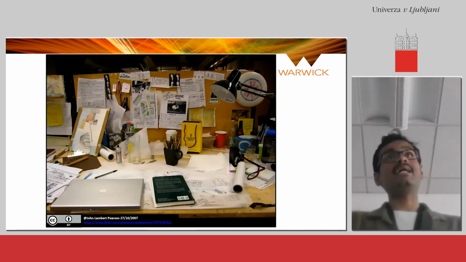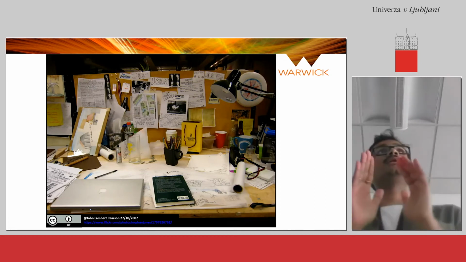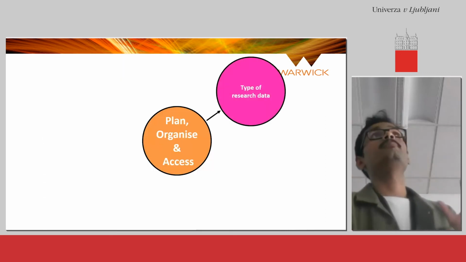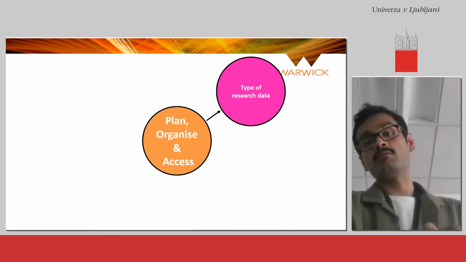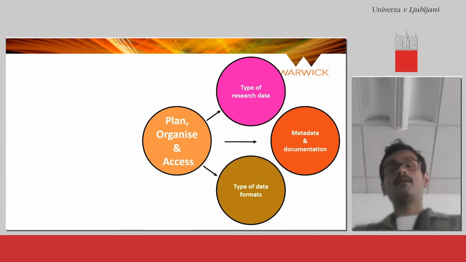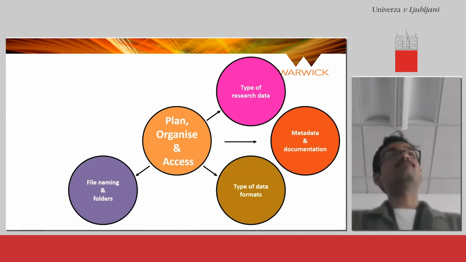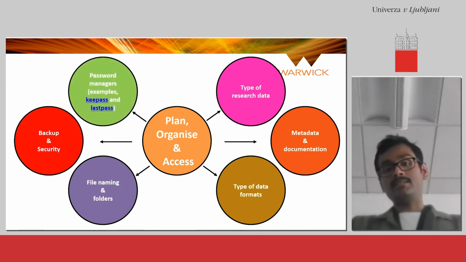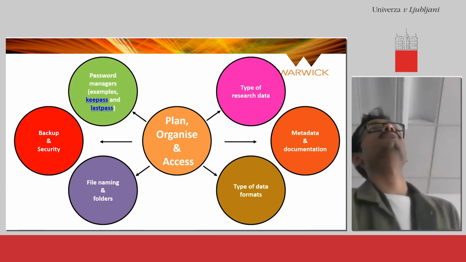This is a messy desk, but again, our desktop could also be messy. So the idea is we need to have proper management in place. So plan, organize, and access covers asking yourself, what are the types of data you're creating? How you're going to document it? What will be the type of your data format? File naming and convention, backup and security, password managers. So there could be many, but I picked up a few important bits.